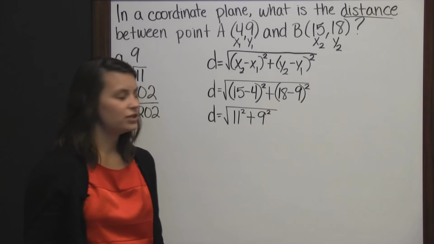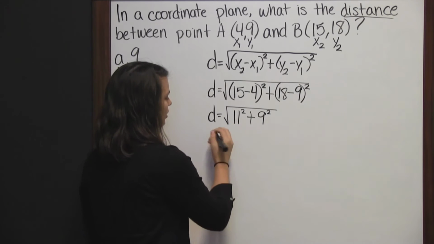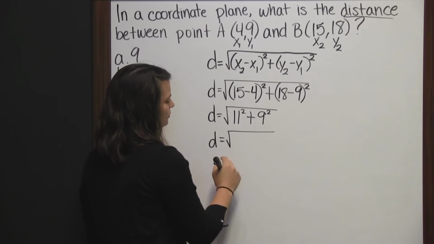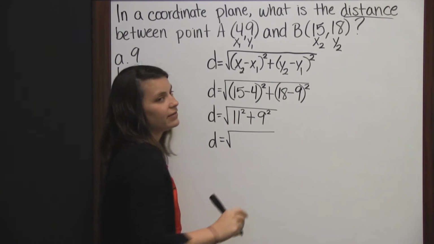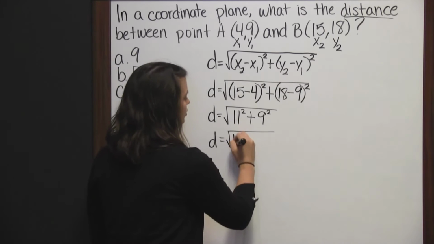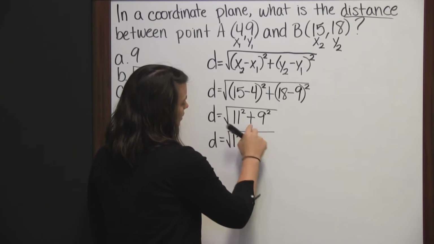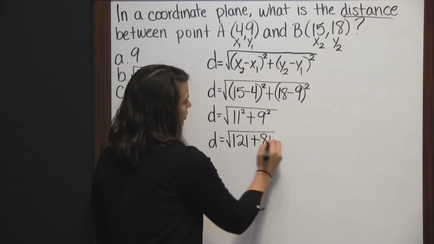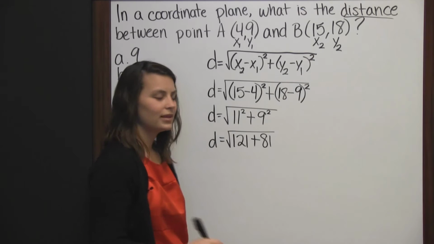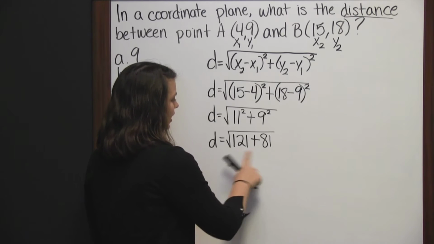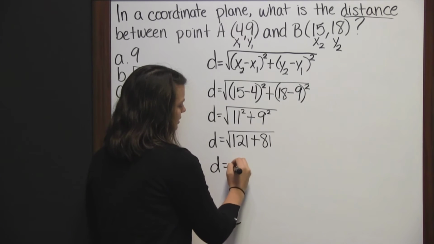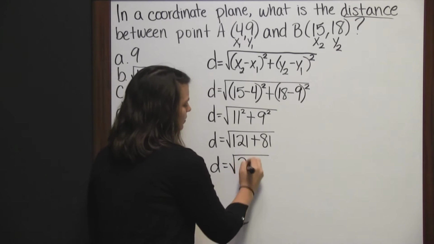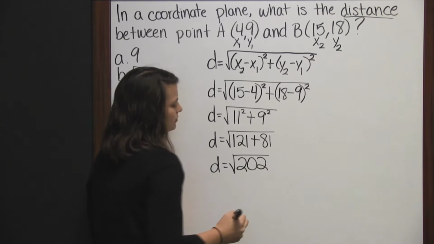Next, our order of operations tells us to take care of our exponents. So the distance equals the square root of 11 squared, which is 11 times 11, or 121, plus 9 squared, which is 9 times 9, or 81. Then we need to add. So the distance equals the square root of 121 plus 81, which is 202.